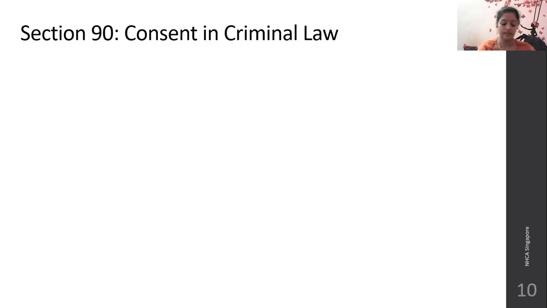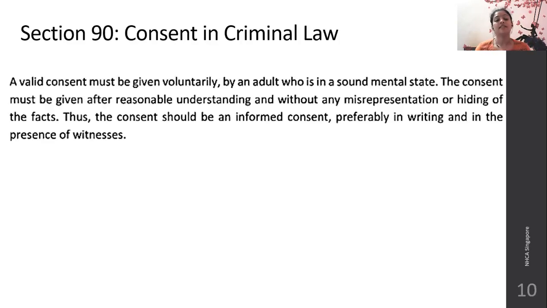Section 90, consent in criminal law. A valid consent must be given voluntarily by an adult who is in a sound mental state. The consent must be given after reasonable understanding and without any misrepresentation or hiding of facts. Thus, the consent should be an informed consent, preferably in writing and in the presence of a witness. These are the things you should keep in mind while taking consent. Written consent is preferred over oral consent, and it's better to have consent taken in the presence of a witness. When the adult is not in a sound mental state, the next of kin is responsible for giving the consent.